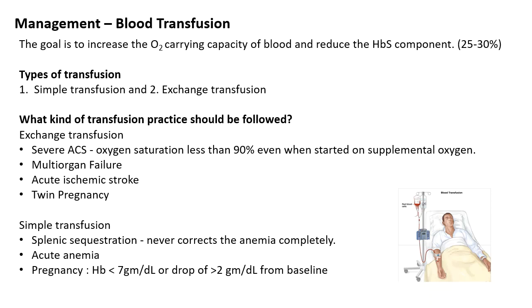Now here one thing is important, that the anemia should never be corrected completely, because the blood is pooled into the spleen during splenic sequestration, and once this is relieved all that pooled blood would come into peripheral circulation again, and if the anemia is treated completely there are chances of overload. Simple transfusions are given in acute anemia or hemolytic crisis, and in pregnant conditions when hemoglobin is less than 7 or there is a drop of more than 2 gram per deciliter from the baseline.